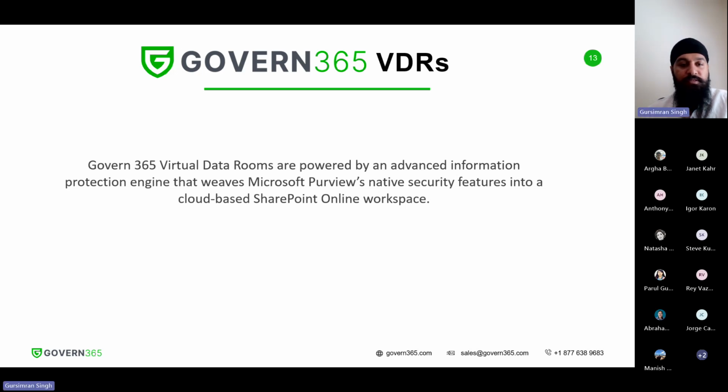And like we talked about, I think this slide we can skip over. We're using Advanced Information Protection Engine that weaves Microsoft Purview's native security features into a cloud-based SharePoint Online workspace.